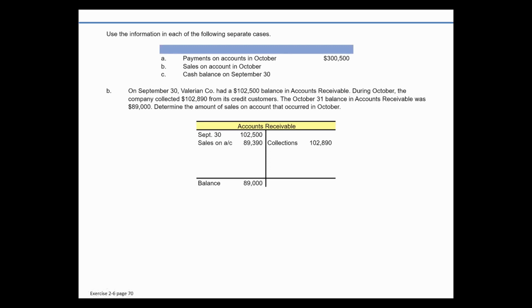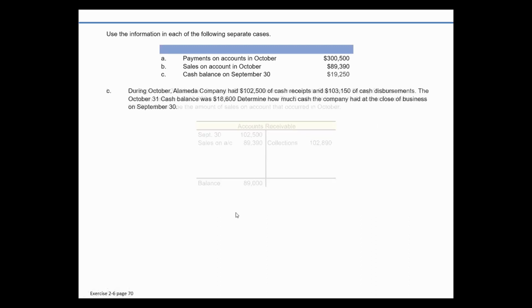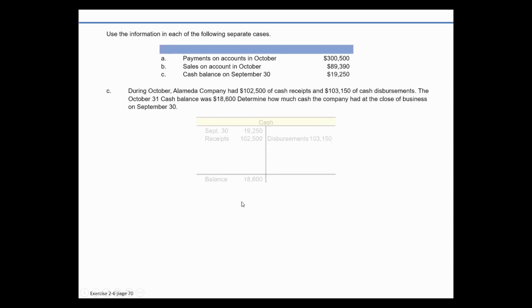Sales on account. Let's see. Okay. And then during October, Alameda Company had $102,500 of cash receipts and $103,105 of cash disbursements. The October 31st cash balance was $18,600, to determine how much cash the company had at the close of business on October the 31st.